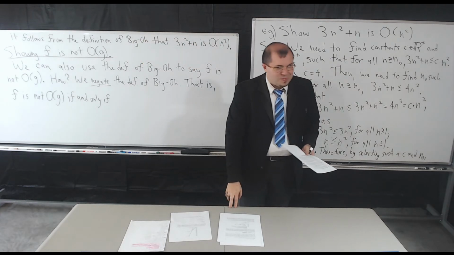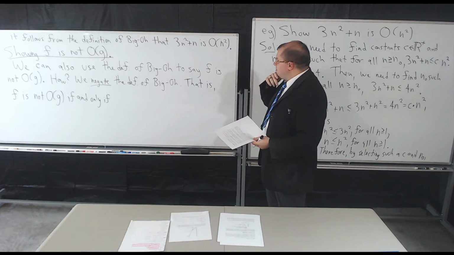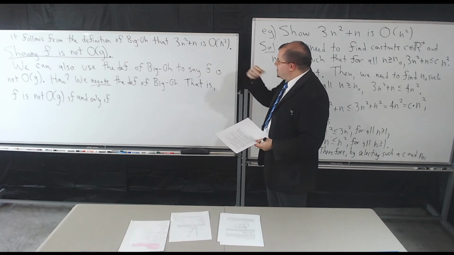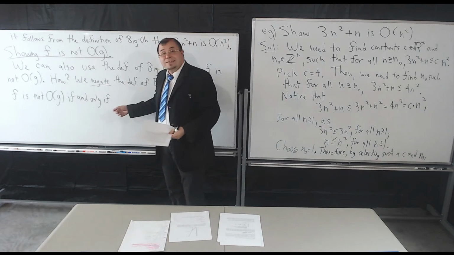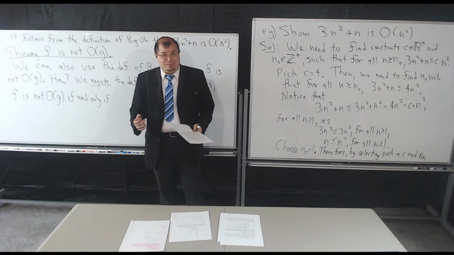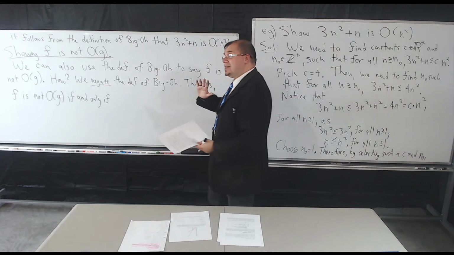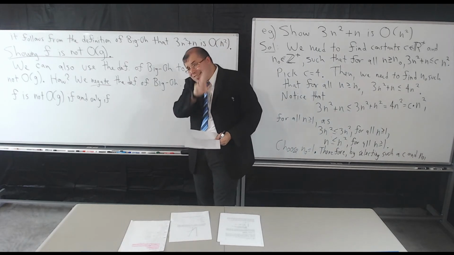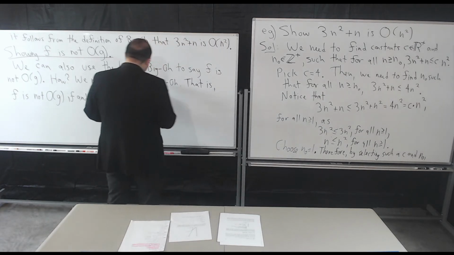The point I'm getting at is that you had the C and the N0. You found them. That was the game plan. Now, I want to show you that there's no possible way you can select C and N0. So that's what our game plan is going to be.